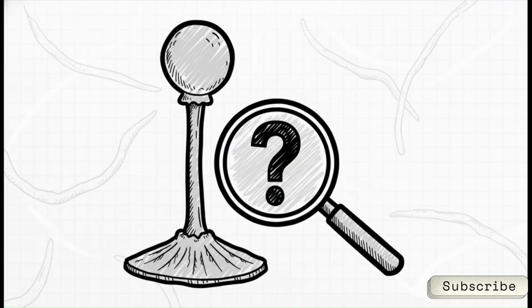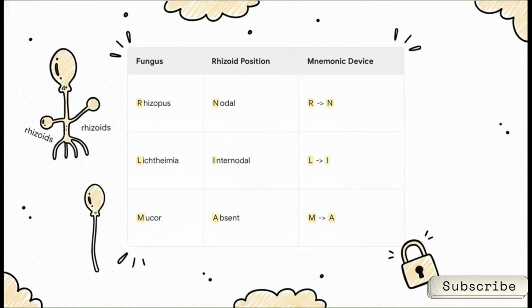Okay, so you've grown a lid lifter. Great. Now you've got to figure out exactly which one it is. How do you tell Rhizopus from Lichtheimia, from Mucor? It all comes down to one little structure, the rhizoids. They're these tiny root-like things, and where they are, or if they're even there at all, tells you exactly what you're looking at.